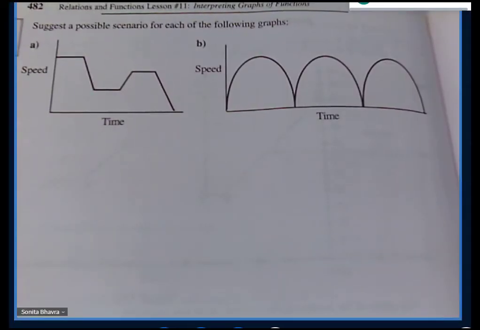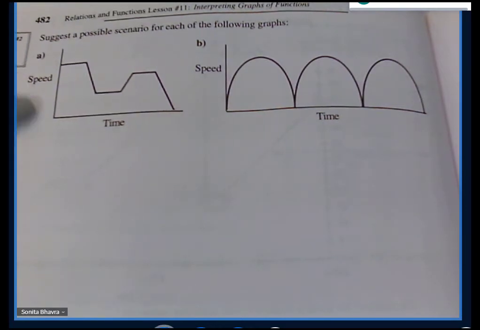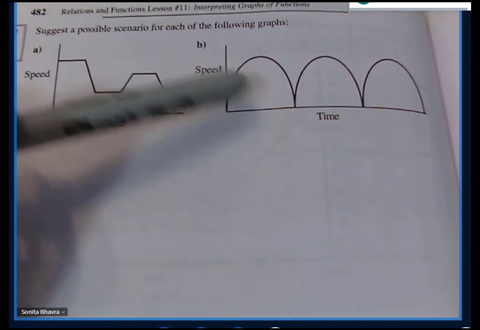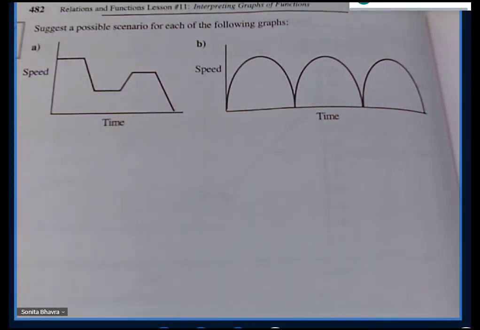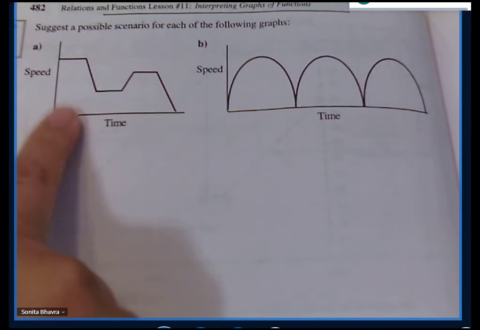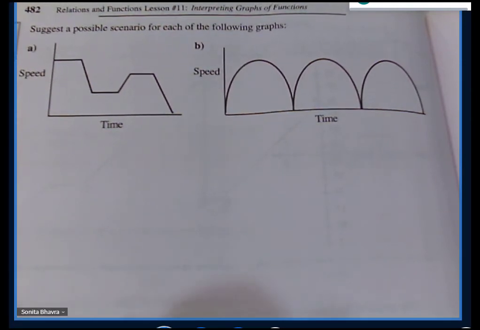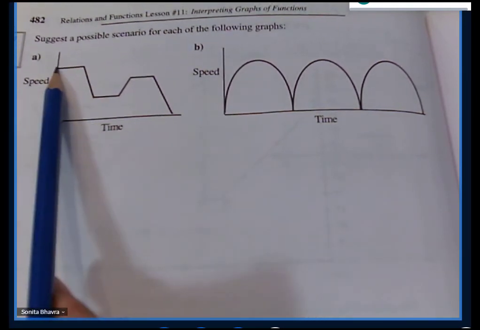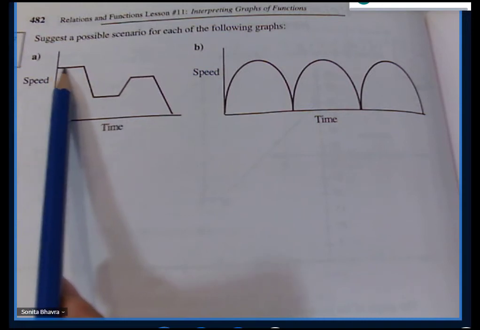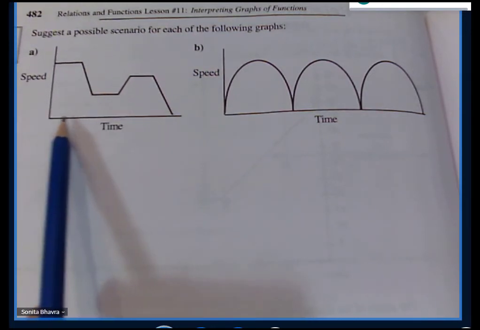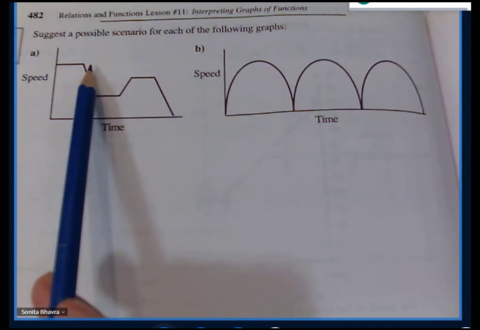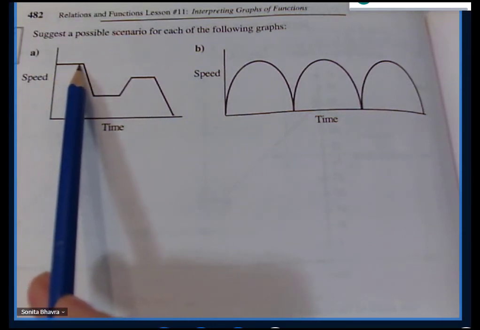All right, so we're just looking at two graphs here. They're both speed time graphs, all right? So our y-axis is speed, our x-axis is time for both of these graphs. They just look different. So let's go through a possible scenario that could be happening for the first graph here. From this point to this point, it's constant speed, traveling over a certain amount of time. So from here to here, we would just say a vehicle is traveling at a constant speed.